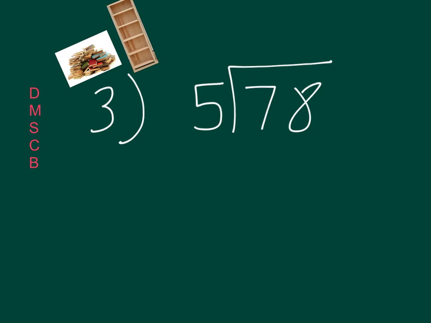So again, my first divide is 7 divided by 5, which I know I can only put one 5 into 7 without going over. And 1 times 5, now that I'm multiplying, is going to be 5. And then when I subtract, I'm going to get 2. I'm going to compare, and 2 is less than 5. So now I'm going to bring down my 8.